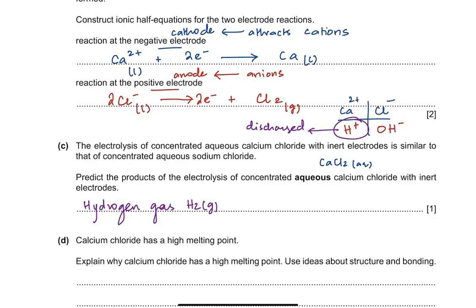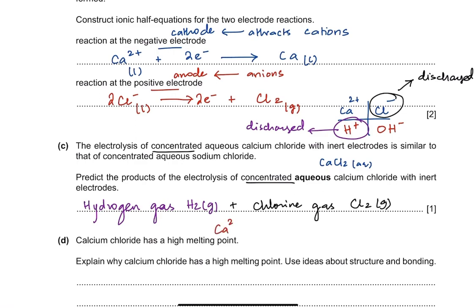When we talk about the competition between chloride and OH, we should realize that this is a concentrated solution, right? In concentrated solution, chloride ions will be discharged, and when chloride ions are discharged, we get chlorine gas, Cl2. So chlorine and hydrogen should be our products, while calcium ions and hydroxide ions in the aqueous state will remain in the solution.